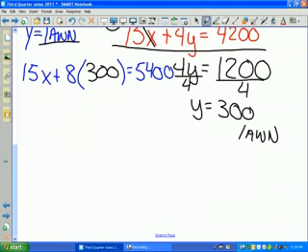Order of operations states that I need to do multiplication. There's nothing inside the parentheses except for this 300, so there's nothing happening inside there. We don't have any exponents, so boom, we don't have to worry about that. So now we got multiplication. 8 times 300 gives me 2,400.